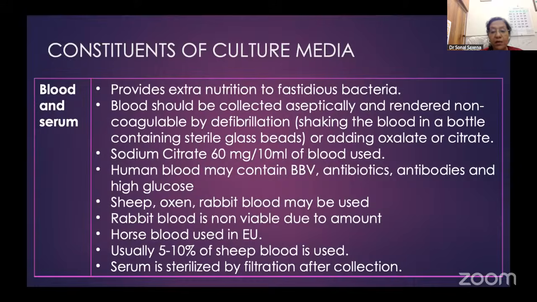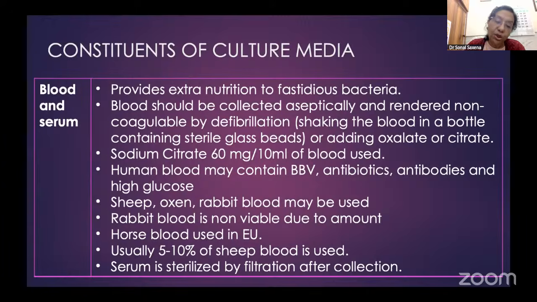You use human blood. Which other blood can you use? You can use sheep blood, which is the most commonly used blood. You can also use oxen and rabbit. Now, is there any advantage of one over the other? Rabbit blood is usually used for extracting complement.